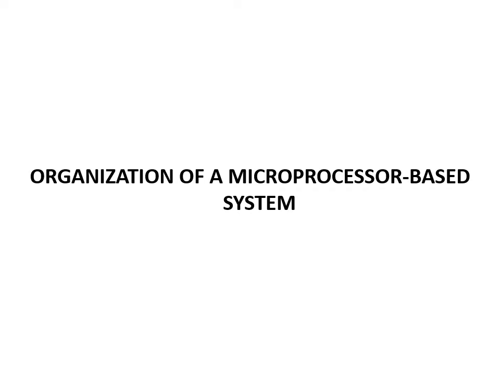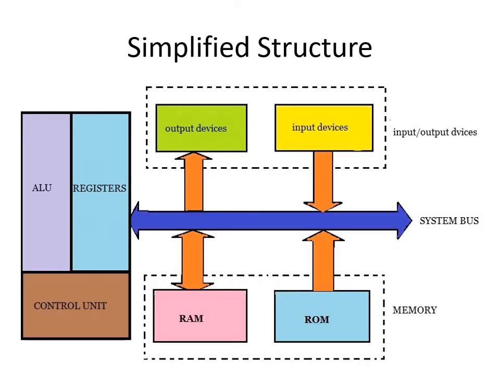Now we will see the basics of how a microprocessor based system is organized. We will see a very simplified structure. In this structure you can see the MPU, the microprocessor unit, in which you have the ALU, registers, control unit, and the system bus, which is used to communicate. The processor communicates with the output devices, the input devices and the memory using the system bus.